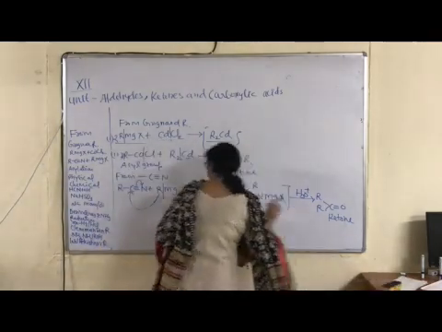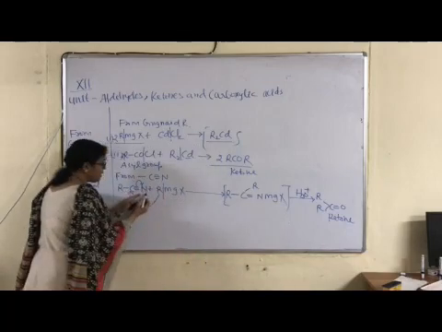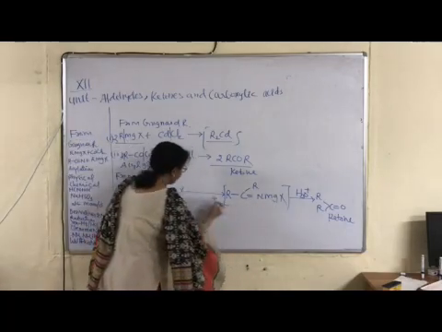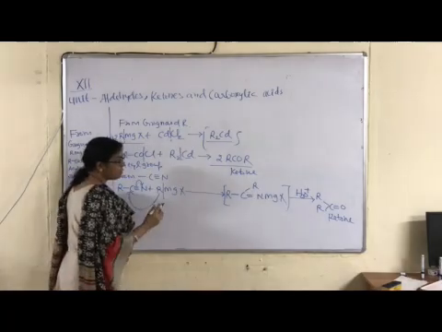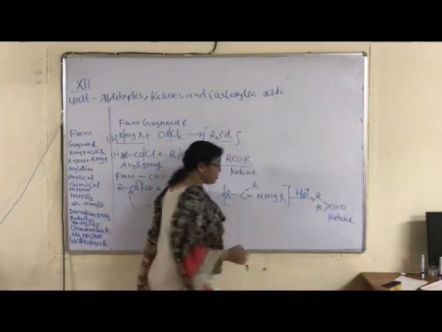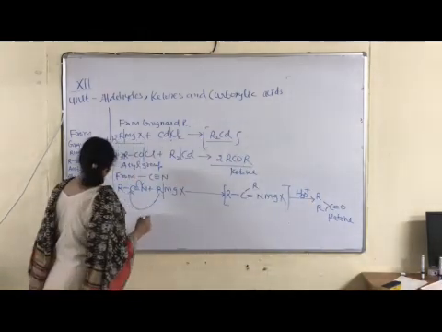Okay children, and the positive part of this goes to the negatively charged nitrogen, the point of attachment of MgX. Right? Next step is acidic hydrolysis, and what is the final product? Final product is ketone.